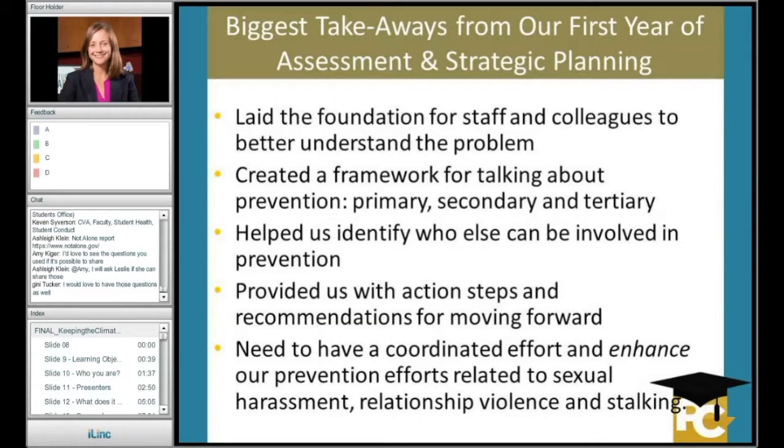Like I said, it laid the foundation for staff and colleagues to better understand the problem. The strategic planning session also created a framework for talking about prevention, and Jane really did that by coming to our campus and working with us. It also helped us identify who else can be involved in prevention and other ways to work on it, and really expanded our thinking about all these different opportunities. We've shifted from just doing presentations to asking what other ways we can share our messaging, collaborate across campus, and infuse prevention strategies in other forms. It also provided us with action steps and recommendations for moving forward.